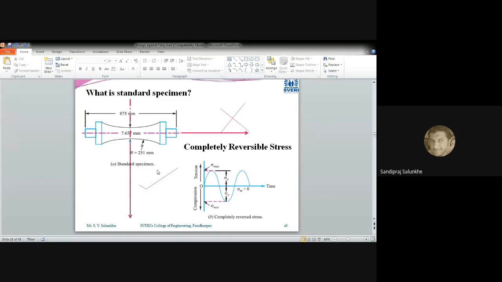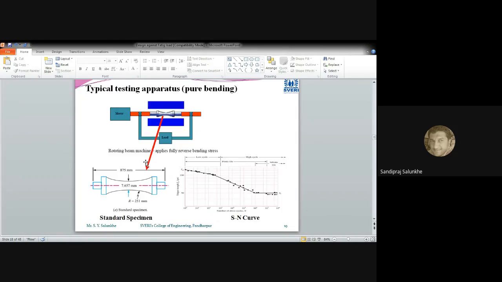Now, if you understood all these things, how are we going to achieve it? This is achieved by means of this machine, which was developed by Moore. He has applied a hanging load to both sides of this standard specimen, and the dimensions of the standard specimen are as specified by Moore. Once you are capable of applying this load, you can easily calculate the stress.